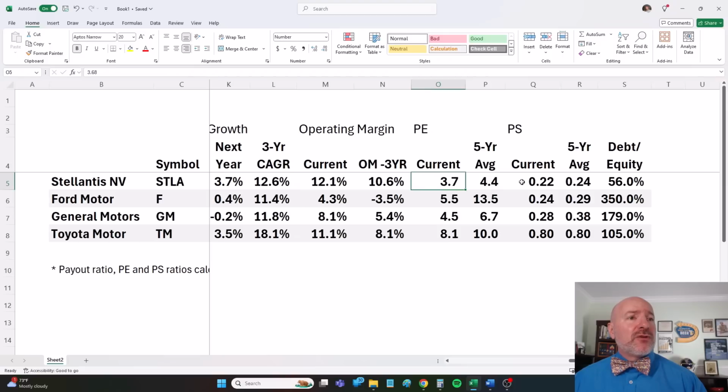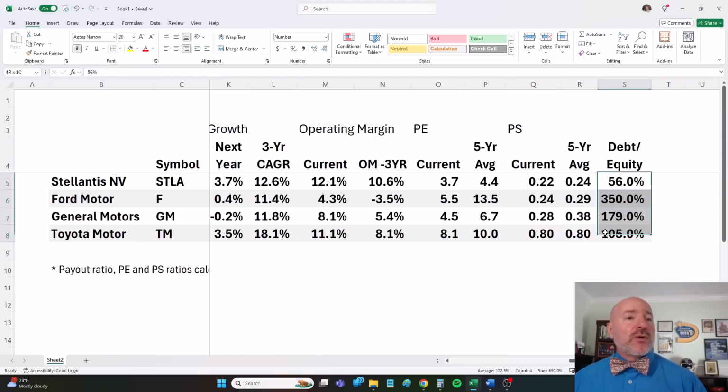Okay, if we look at the price to sales here again, all of these are cheaper than their historical price to sales. Actually, Toyota is right at its long-term price to sales, so not quite as cheap. Toyota, I guess, maybe investors haven't sold off quite as much on that stock.